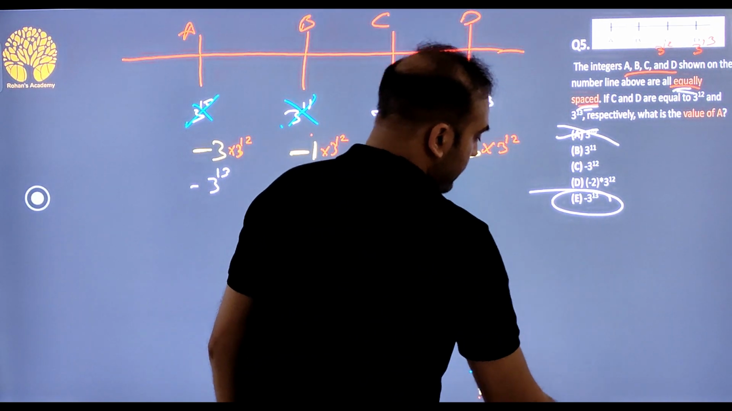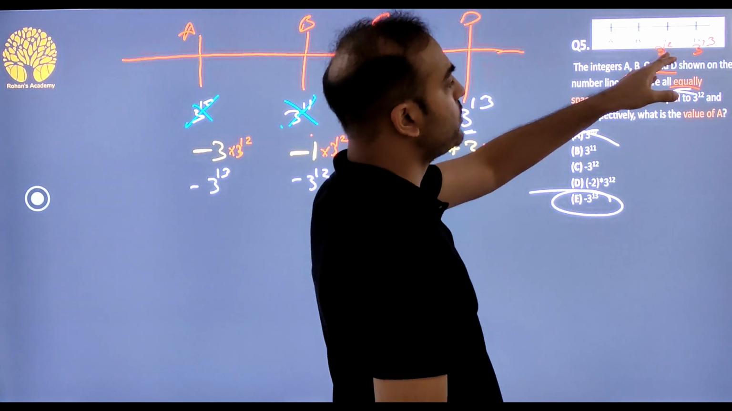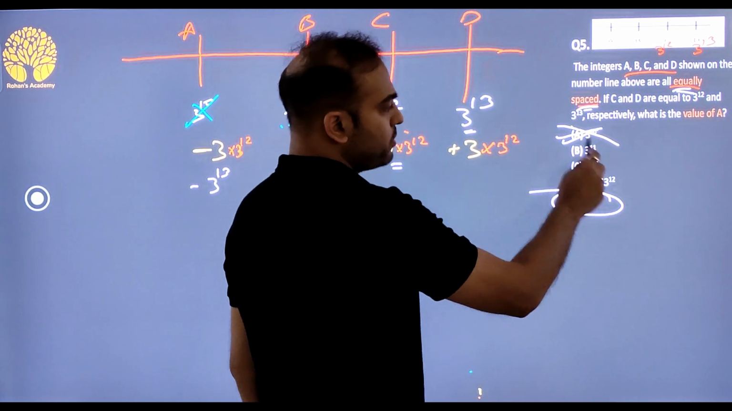I hope you understand this, right? Don't fall into the trap that, okay, 3 power 13, 3 power 12, so 3 power 11, 3 power 10. Don't do that. Don't mark this.